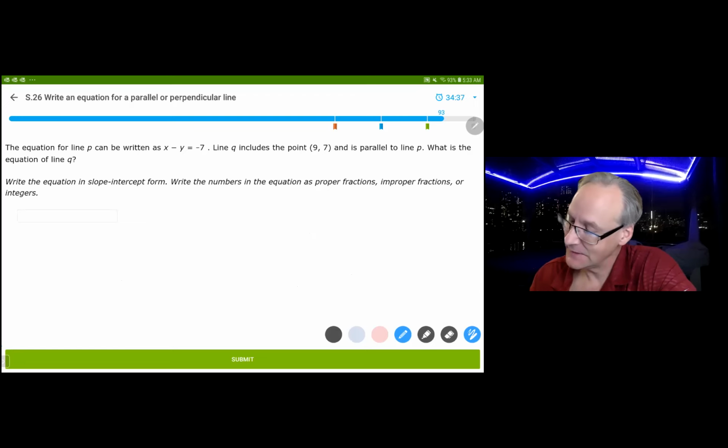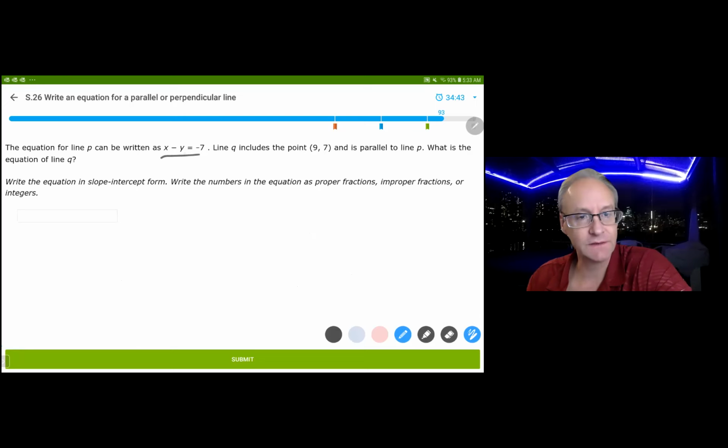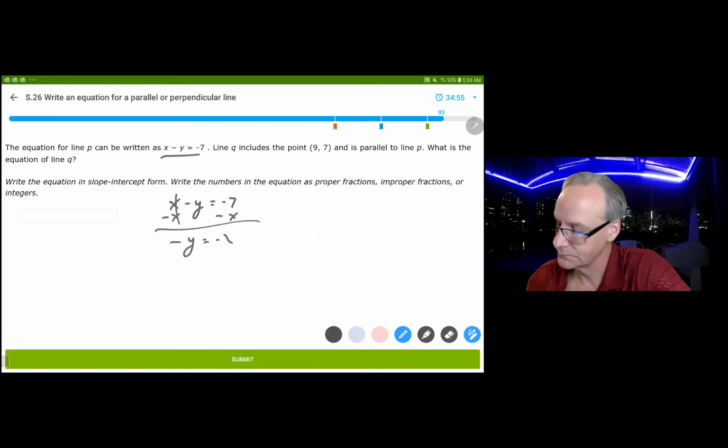All right, x minus y. This is called standard form, by the way. And getting standard form into slope-intercept form is always the same. You always subtract the x and you always divide by the coefficient on the y. So we subtract the x from both sides. And then we divide everything by -1. So y is equal to x plus 7. I just divided everything by -1.